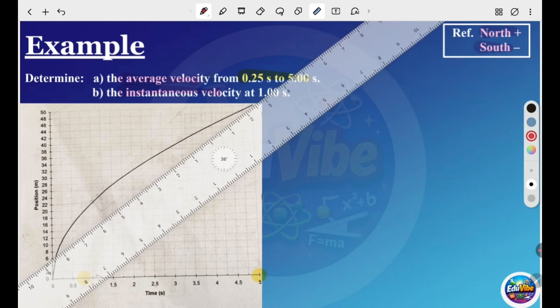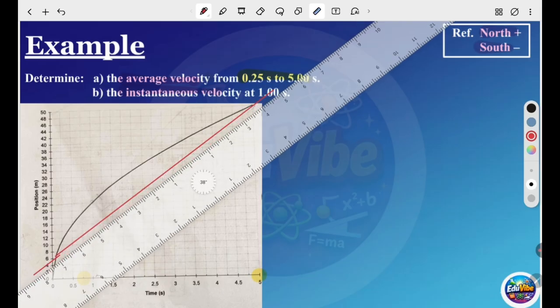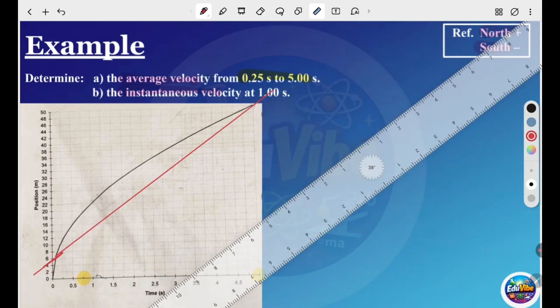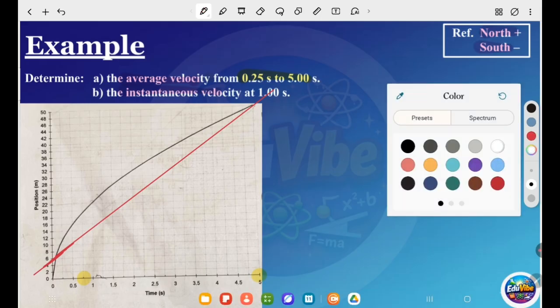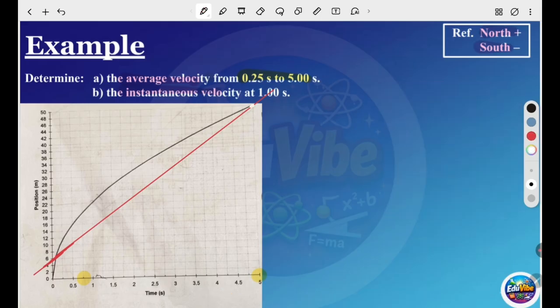Made that graph like this. So here I made the secant. Here are 2 points where we meet them, like in that and in this. So this is the secant position-time graph.